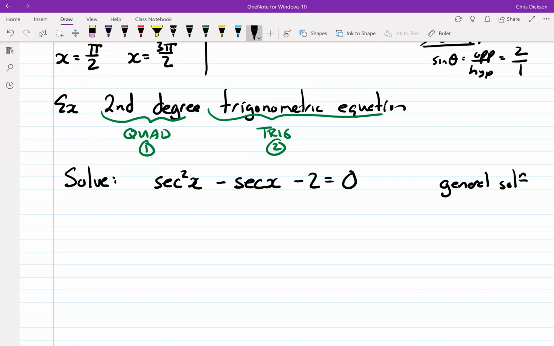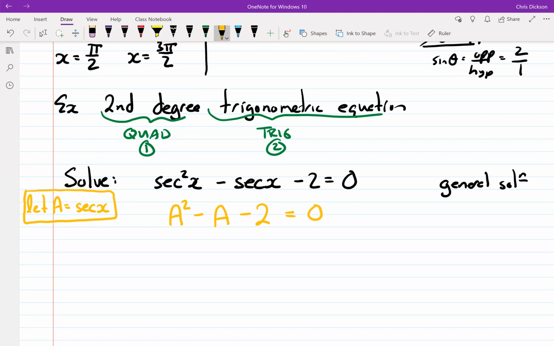Now, I'm going to show you a technique here that you don't have to use, but I think some students like to use this because it simplifies the question for them. It's a substitution technique where I'm going to let the letter a equal the secant of x. Once again, you don't have to show it this way. I just think it makes it simpler to look at. So secant squared x would be a squared, because secant of x is a. And I'm going to minus an a, and minus a 2.